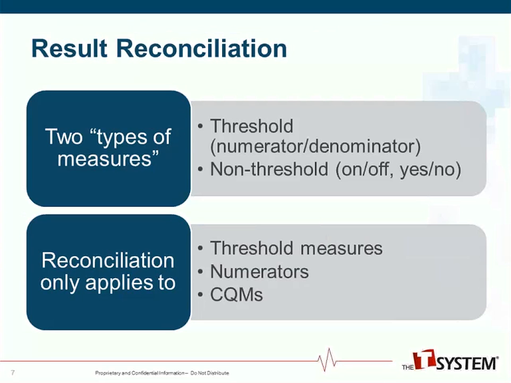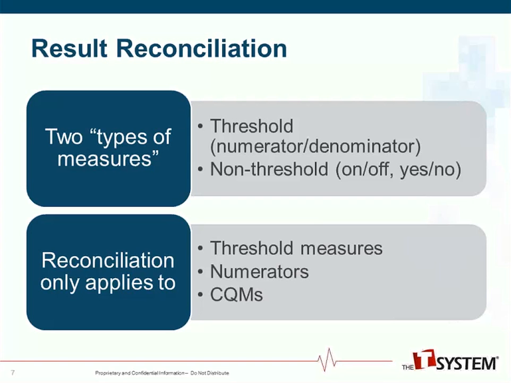Those measures are threshold and non-threshold. By threshold, I mean that they have a percentage attainment, like 80% of meds, allergies, and problem lists. And then the non-thresholds are either yes, no, on, off, done, not done. They're very binary. And those are things like, do I have clinical decision support on? Did I send an immunization message? So those are very different in the way that you would approach quote-unquote reconciliation. I'm going to cover both those categories.